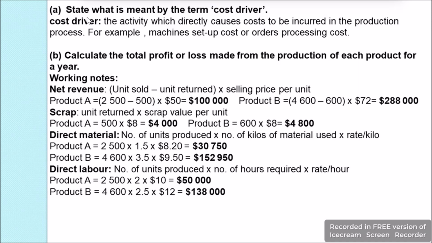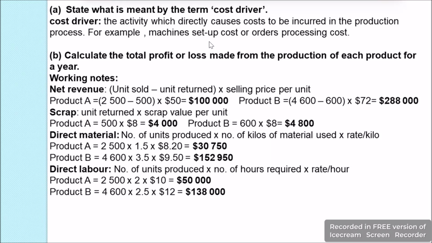In part A of the question, we are asked to state what is meant by the term cost driver. You see, a cost driver is the main reason why a cost has occurred. Like we have machine setup cost because we have set up machines many times for product A and for product B. The cost occurred, hence this is a cost driver.